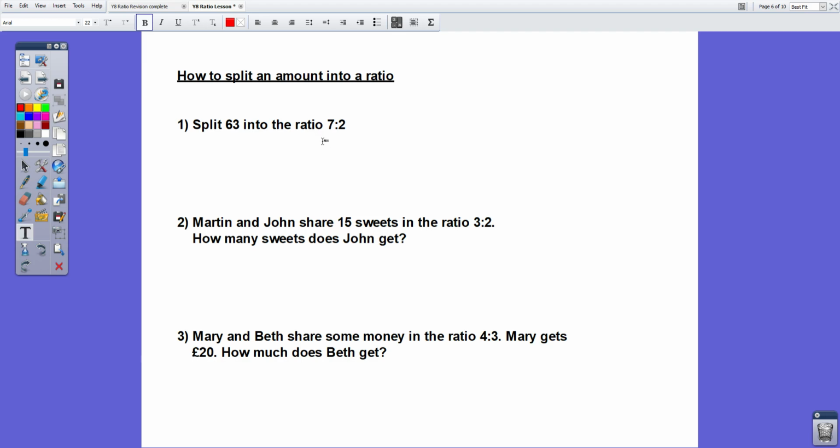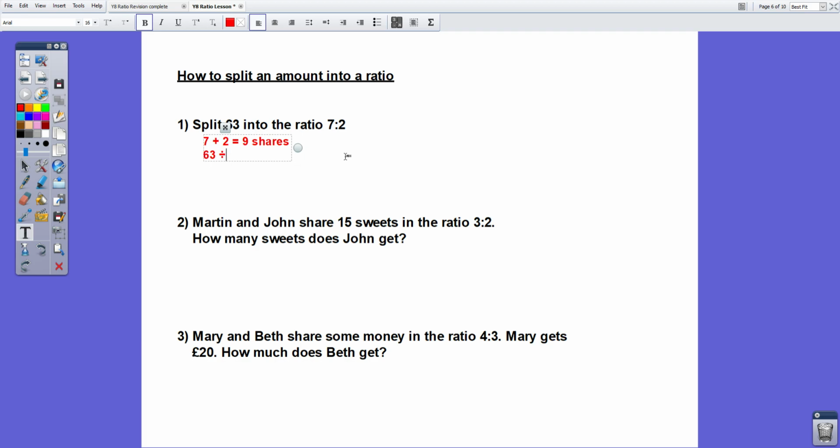So here we are given the ratio 7 to 2. And what that means is we've got 63 and we're going to split it into 7 shares and 2 shares. Or 7 and 2 make 9 shares. So we're going to split it into 7 shares, add 2 shares, we're going to end up with 9 shares in all. And we've got 63, that's what we're starting with.